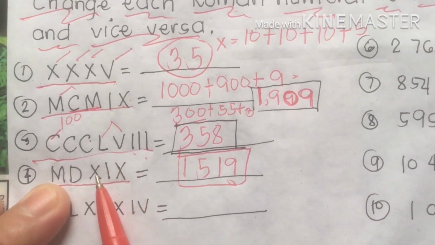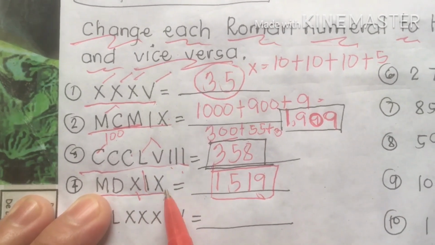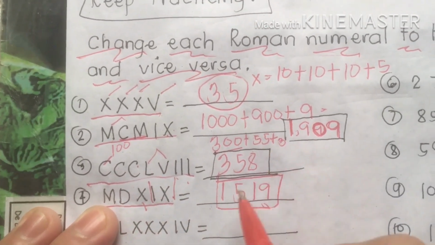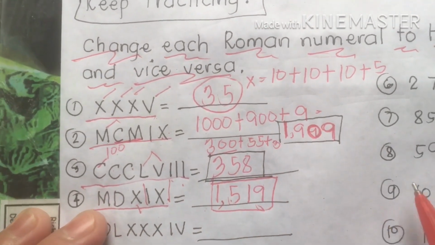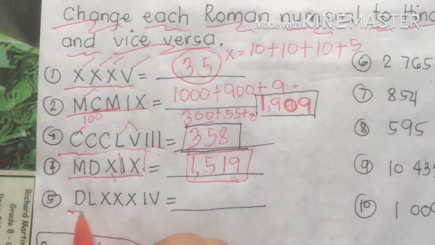1,500. This is 10 and 9. This will be, guys, 10. This will be 9. Okay. That's why we get 1,519. So again, next, number 5.